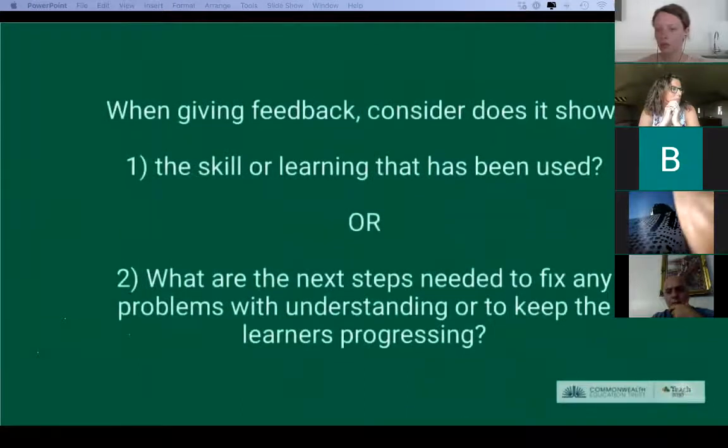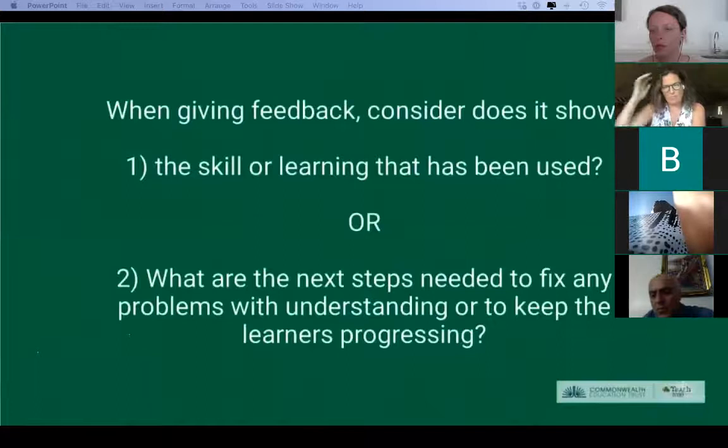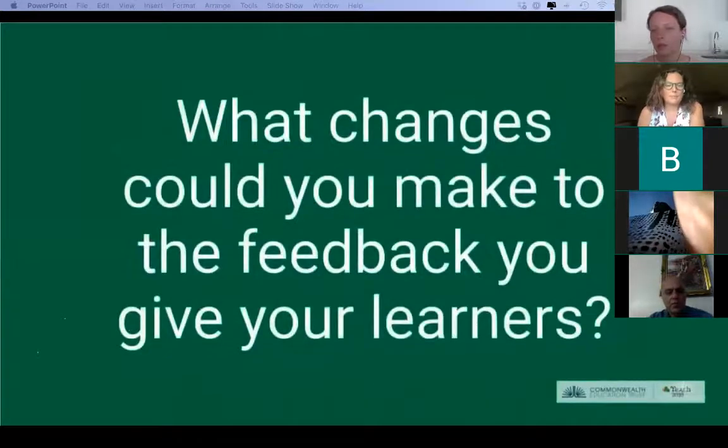When giving feedback, consider, does it show what skill or learning has been used? Or, what next steps are needed to fix any problems with understanding or to keep the learners progressing? What changes could you make to your feedback?